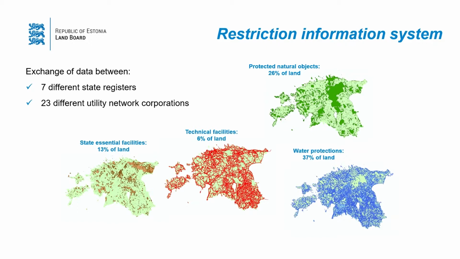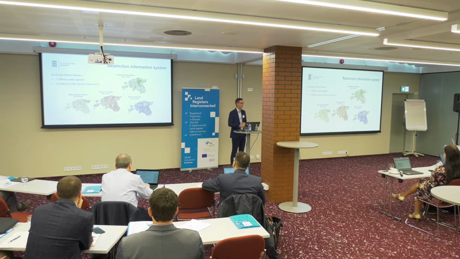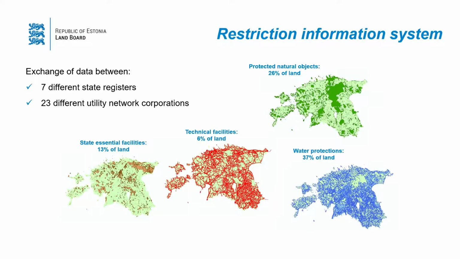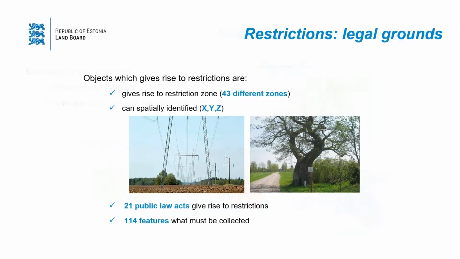We collected it in one info system, and what we do is calculate and join the data to the cadastral unit. So you can query this data and get the answer what restrictions are situated on that parcel or land. This is the legal ground of restrictions.